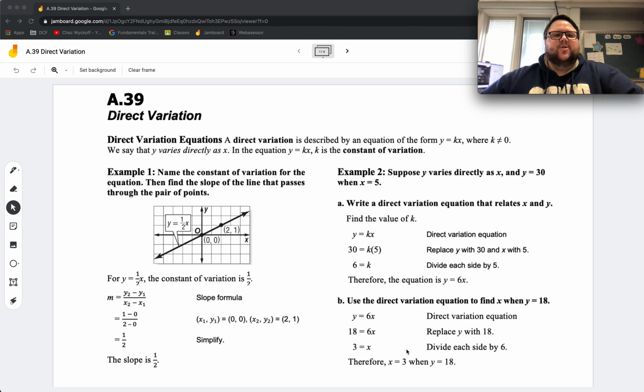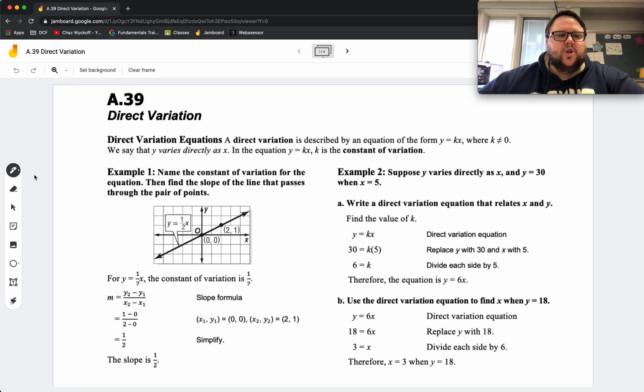Welcome back, algebra students. Today we're continuing with slope, but we're going in a different direction. It's called direct variation. Direct variation is described by an equation of the form y equals kx. You're going to have to remember this: y equals kx, and remember that the equation of a line was y equals mx plus b. So that was the equation of a line.